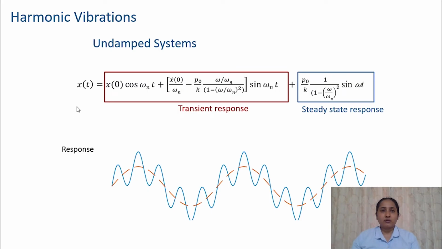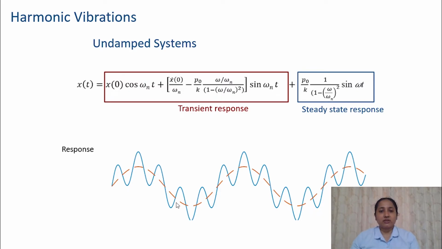This is the response of an undamped system under harmonic force. So this response will have two components, a transient component and a steady state response. So the steady state response will be a sine function with frequency equal to the forcing frequency, that is omega. And the transient response will have frequency as omega n.